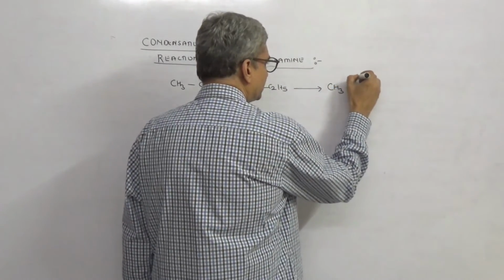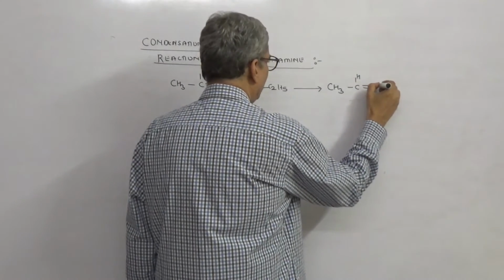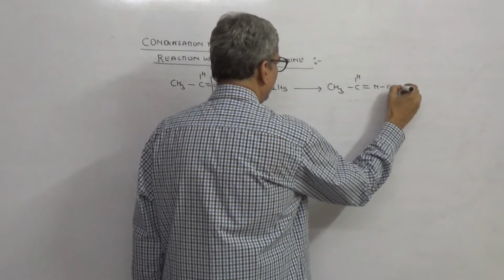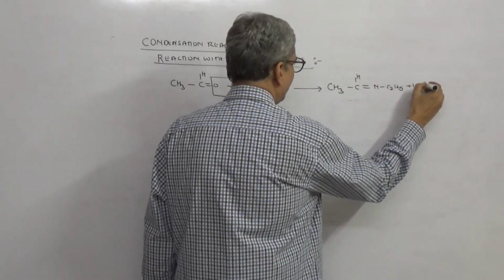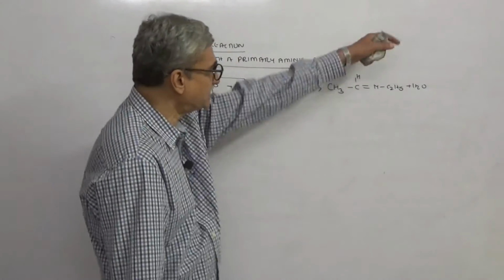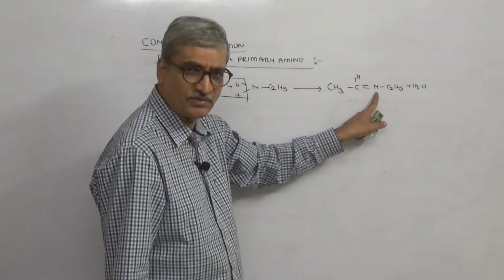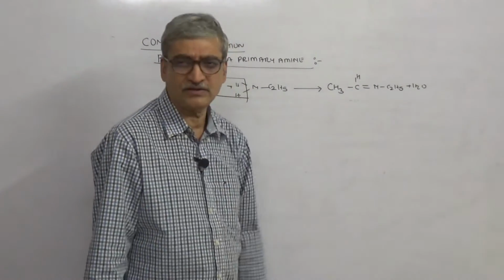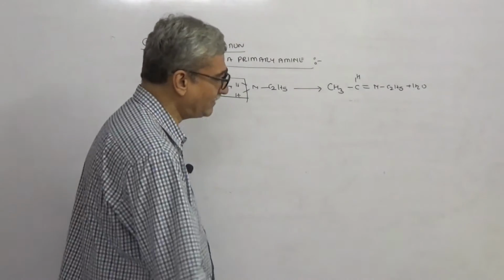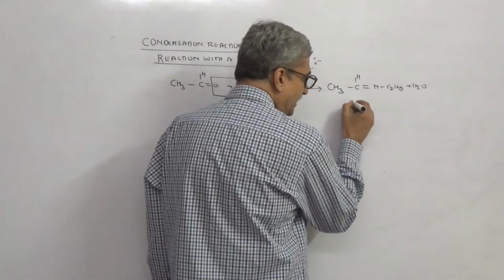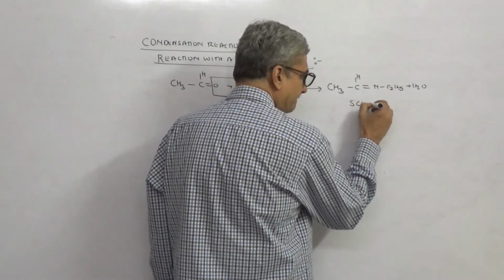CH3CH=NC2H5 plus H2O. Why is it a condensation reaction? Clear-cut answer: a new carbon-nitrogen bond is formed, with elimination of a water molecule, or HCl sometimes. No harm. So this is called a Schiff's base.